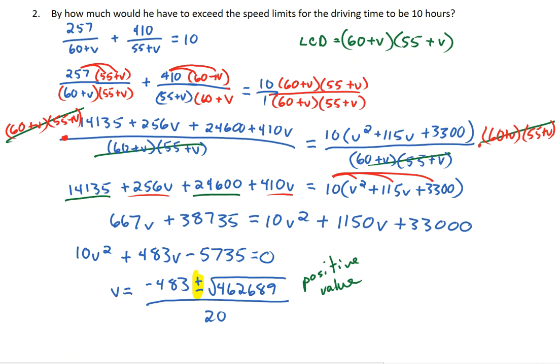Calculating this out to a decimal gives you approximately 9.86 miles per hour. So in order to get there in 10 hours, this dude needs to go around 10 miles an hour over the speed limit. This is not a bad choice. This is not a good choice. Don't be this student. But that's the math to figure out how much you have to speed by to get somewhere in a specific amount of time.